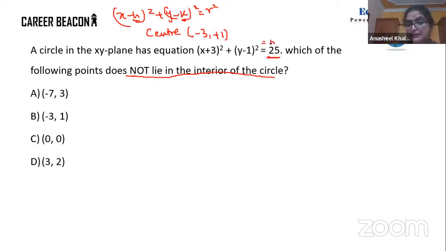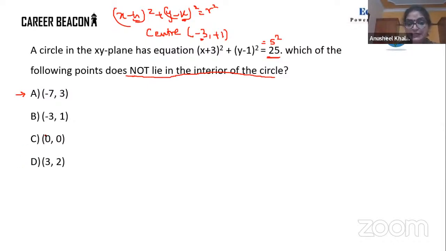So this is nothing but 5 squared. That means the radius is 5. So one option is that you use this center and the coordinates given in options A, B, C, D. You calculate the distance using the distance formula and figure out whether the distance is equal to 5, less than 5, or more than 5, right?